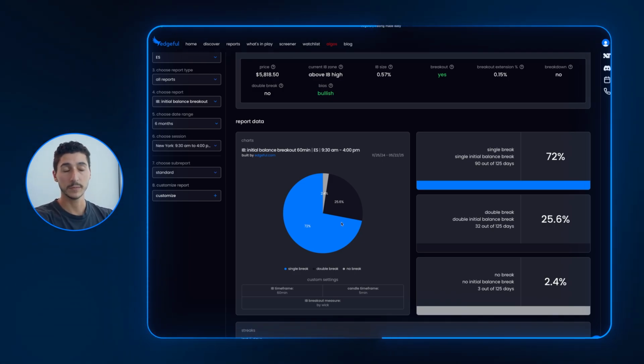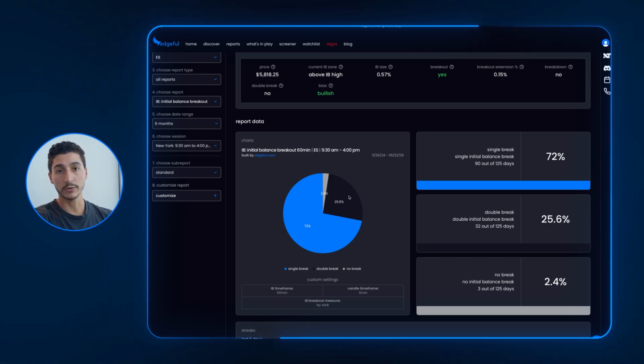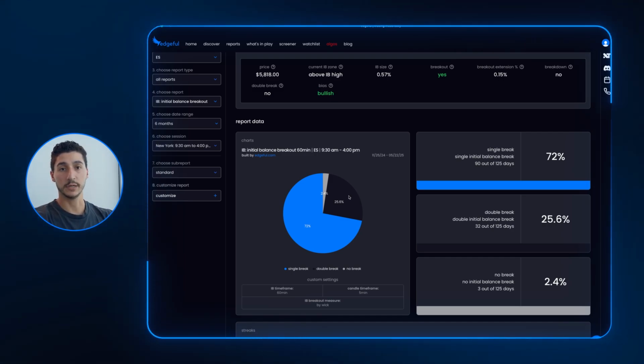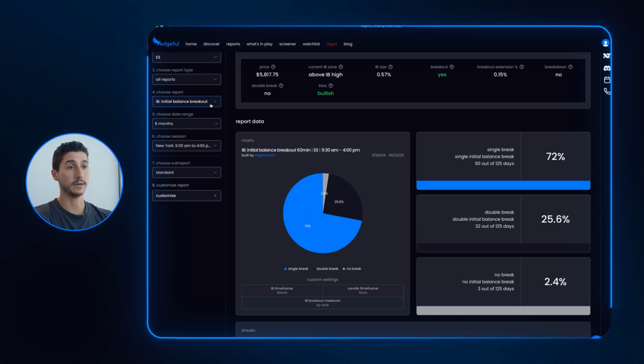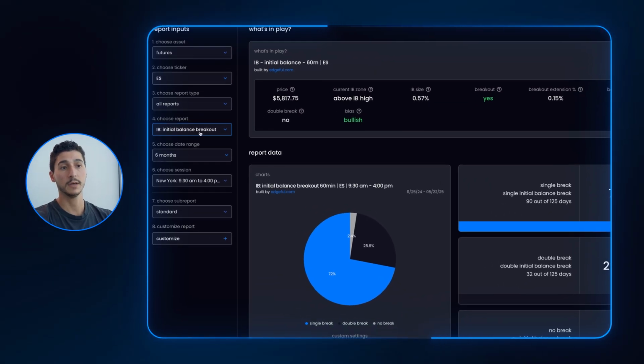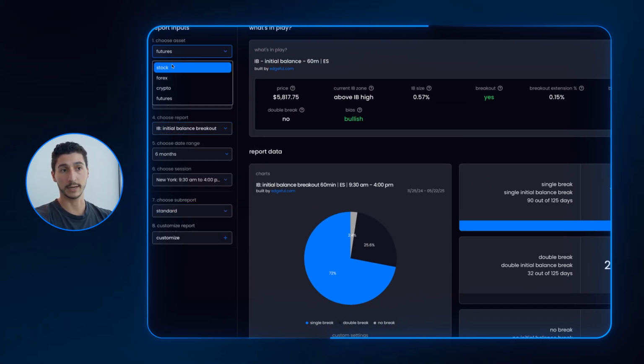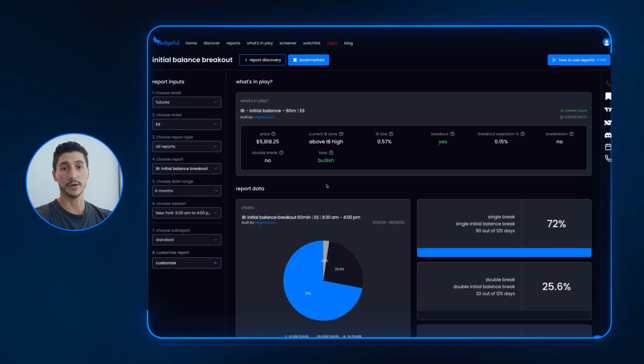So again, anyone who's starting with a small account as a trader, my biggest piece of advice is stick to high probability setups, and you can find as many of them as you can possibly think of in edgeful.com. We have over 100 reports. You can look at stocks, Forex, crypto, and futures. It doesn't matter what you trade. We have something for you.